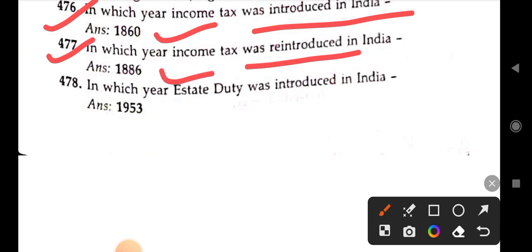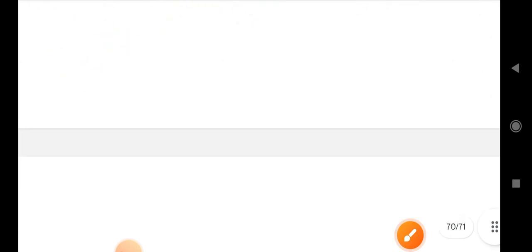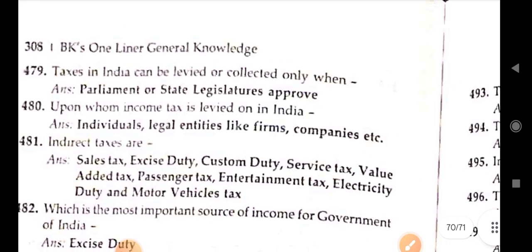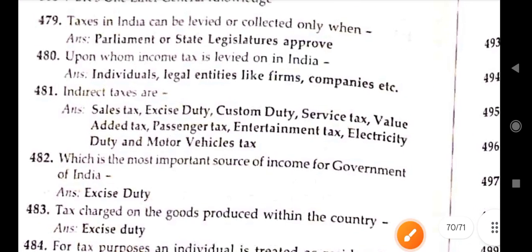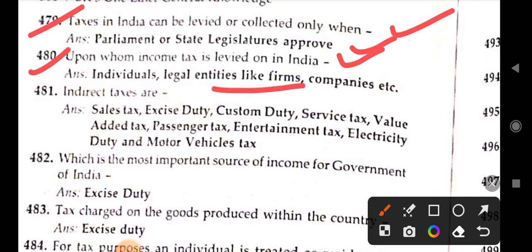In which year was income tax introduced in India? 1886. In which year was estate duty introduced in India? 1953. Next, tax in India can be levied or collected only when Parliament or state legislature approves. Upon whom is income tax levied in India? Individuals and legal entities like firms, companies, etc.